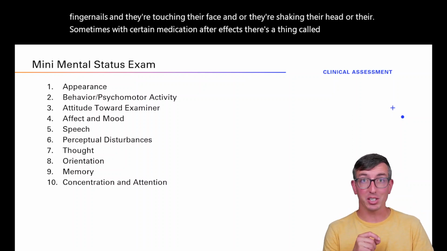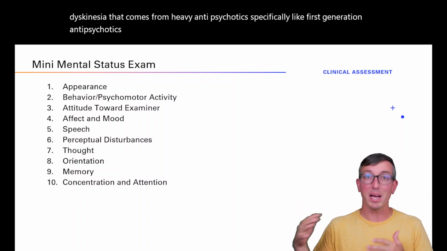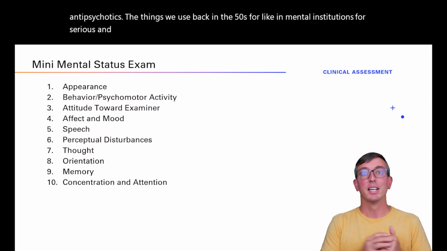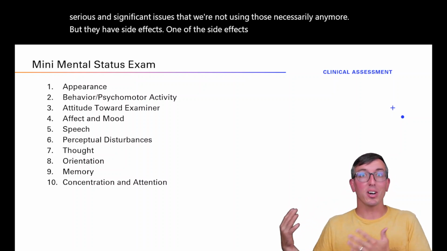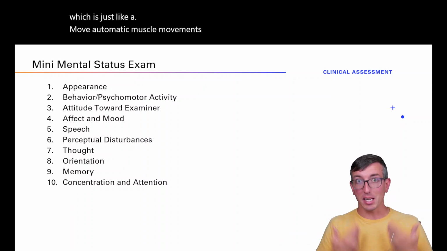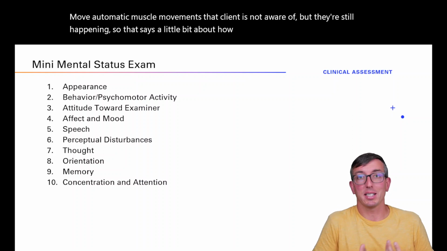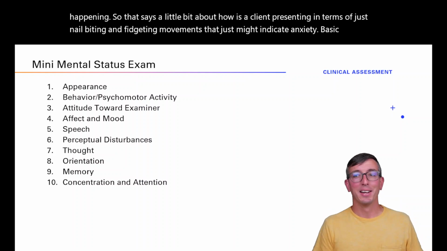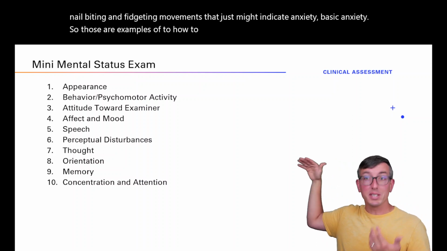There's a thing called tardive dyskinesia that comes from heavy antipsychotics, specifically first generation antipsychotics, the things we used back in the 50s in mental institutions for serious and significant issues. We're not using those necessarily anymore, but they have side effects. One of the side effects might be tardive dyskinesia, which is just automatic muscle movements that a client is not aware of, but they're still happening. So that says a little bit about how a client is presenting. Nail biting and fidgety movements might just indicate basic anxiety. So those are examples of what those things mean.